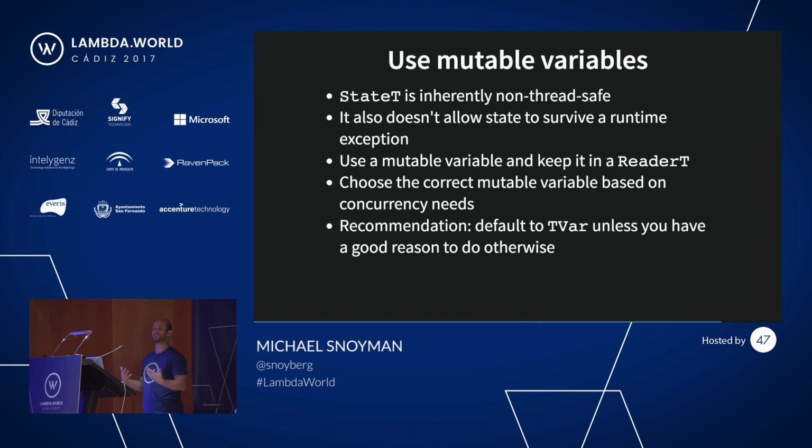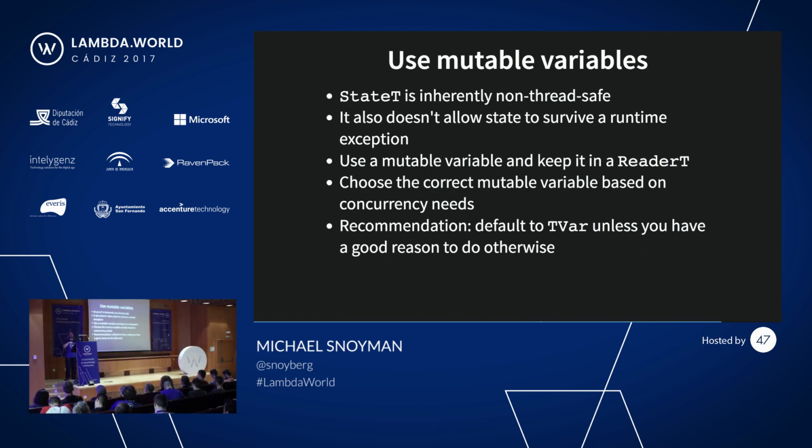So one of my examples for this is, let's say that you're writing a web server, and you're going to use runtime exceptions to represent a redirect. And let's also say that you want to keep track of things like session updates and headers that you're going to send to the user, and other things that are mutable state. Well, if you use StateT to keep track of those variables, there's no way that you're going to be able to keep track of those updated headers and those updated session variables. So instead, use a mutable variable.